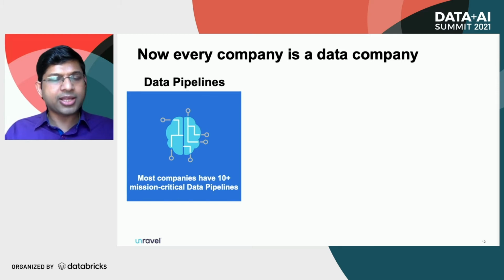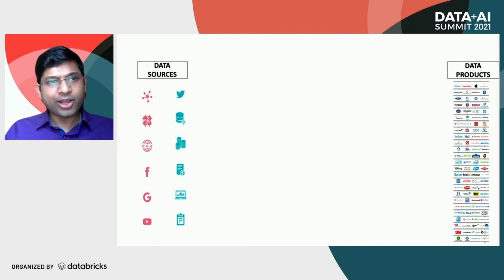So almost any company, if you look at it today, is running at least a handful, around 10, data pipelines in production, which are powering their innovative data products. And where are these pipelines actually running? They're running on a new data stack. And let's see why a new data stack is required to run these pipelines.